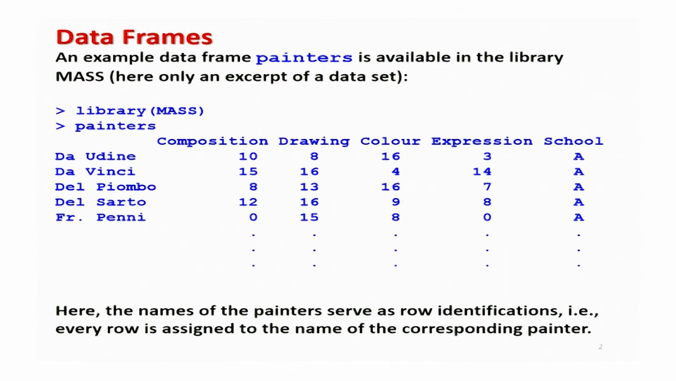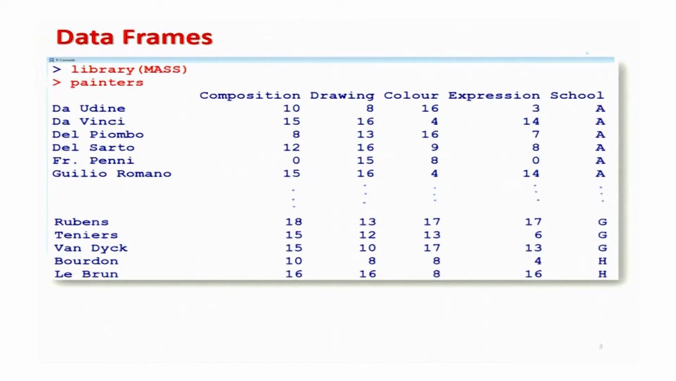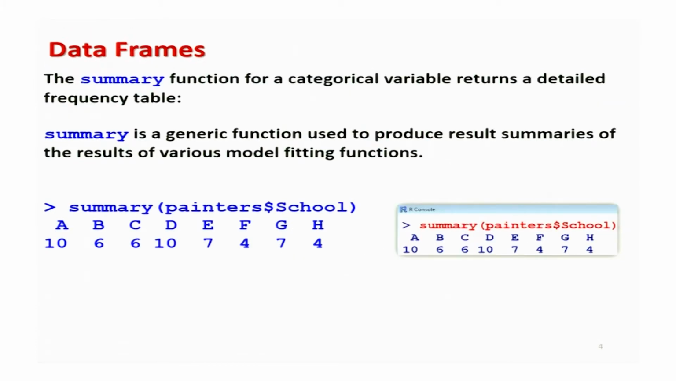So if you try to recall, we were using the data set painters. For that you please load your library by using the command library(MASS), and then you can see this was the data frame painters, which has 5 variables: composition, drawing, color, expression, school, and then in the rows there are names of different painters. So it looks like this. Now you are familiar with this data set.